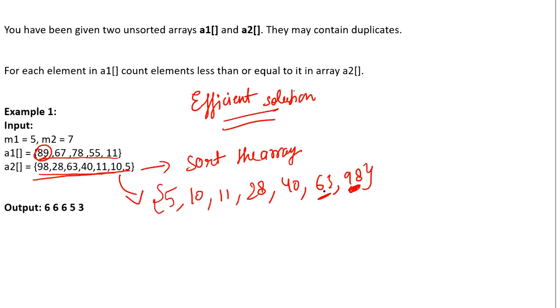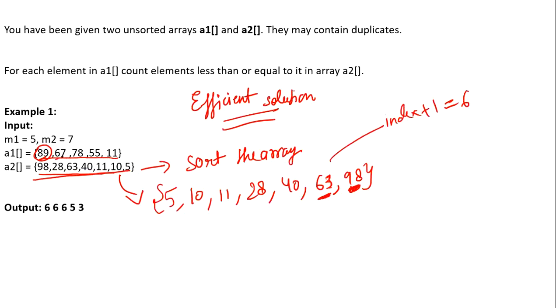So this index, the index of the largest element, will give the count of elements. Okay, you can see we are having 63 here. What is the index of 63? 0, 1, 2, 3, 4, 5, so 5, right? So we will print this index plus 1 in the output. That is going to be 6.